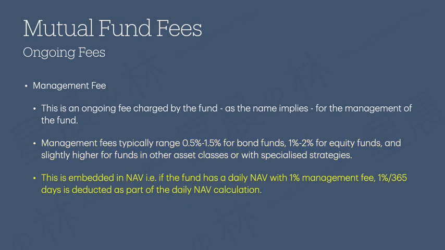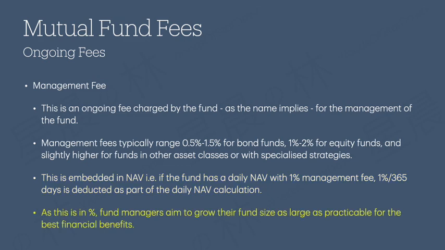The ongoing fees are embedded within the fund NAV, which means that a fraction of the fees are deducted automatically every day when the fund calculates the NAV at the end of the day. Hence, investors of the fund do not need to make any additional payments for these fees. For example, if the fund has a 1% management fee, this means in simple terms that 1% divided by 365 days is deducted as part of the daily NAV calculation.